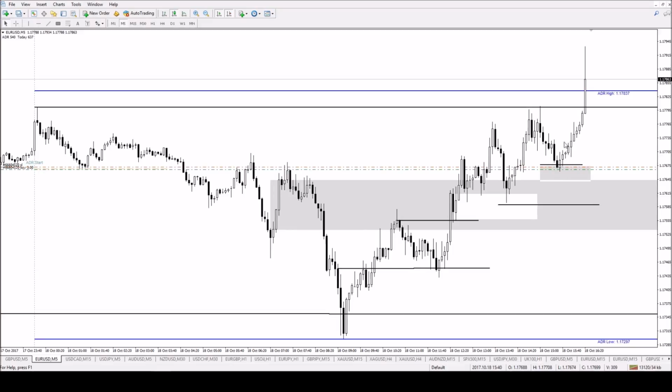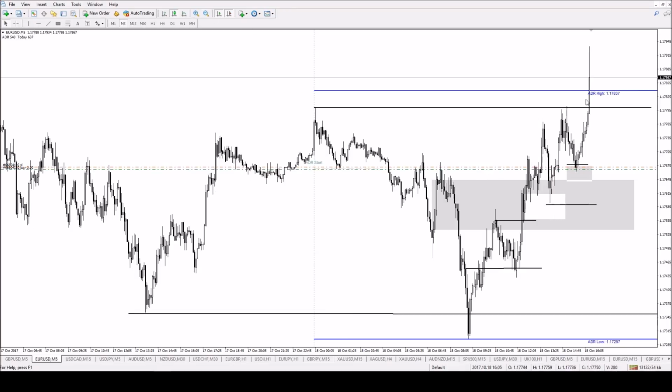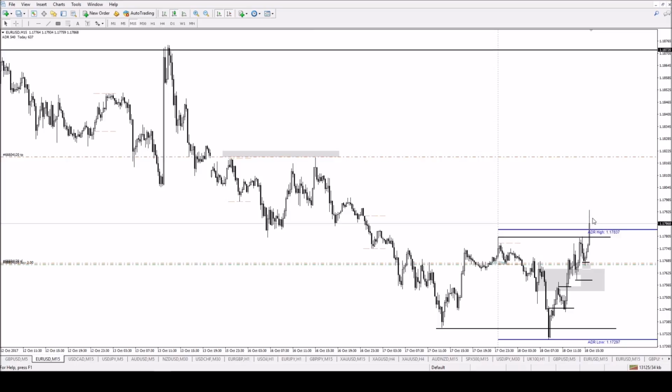Okay, stops are at flat. Now, if it gets back within Monday's range or the high, then I'll collapse the rest of the position. Okay, so I'm leaving it as it is for now. See if we can get any further momentum. If we don't, then I'll collapse the rest of the position.